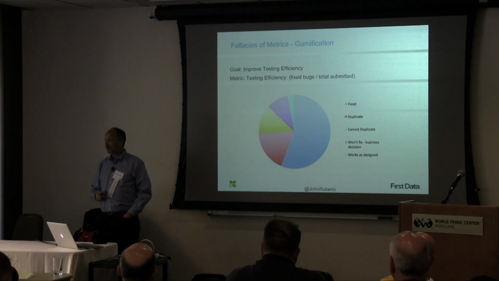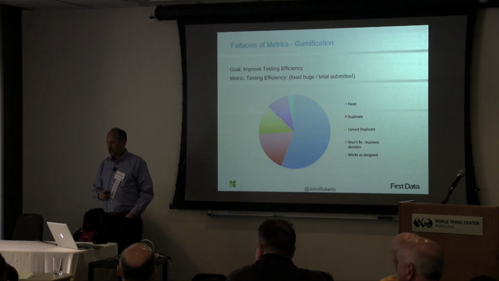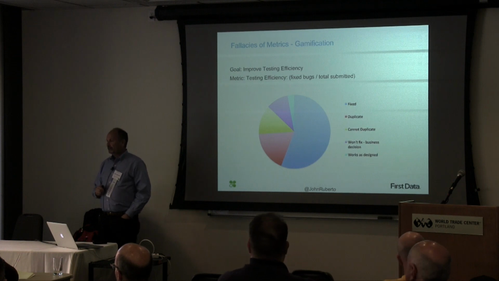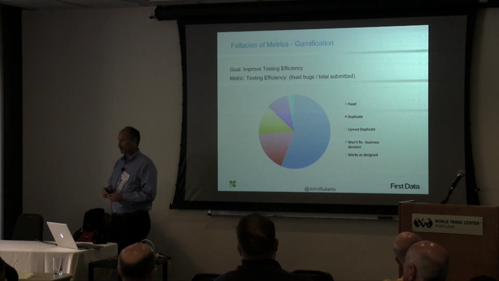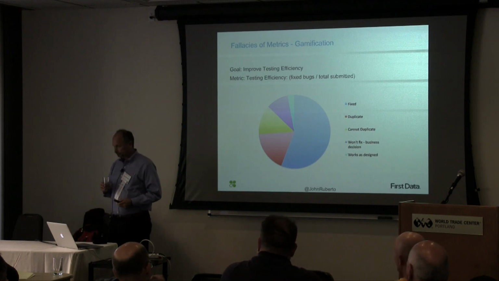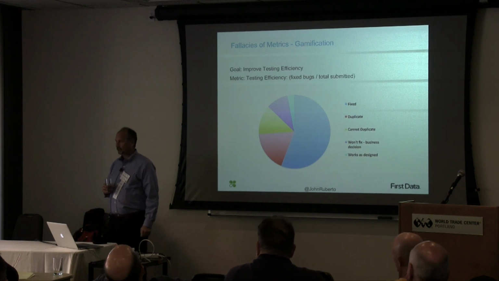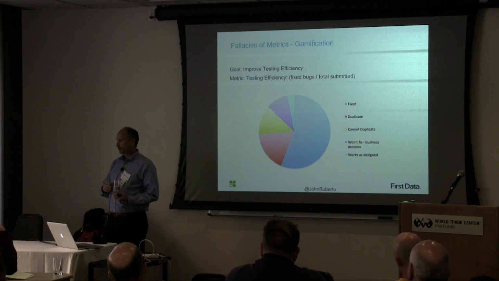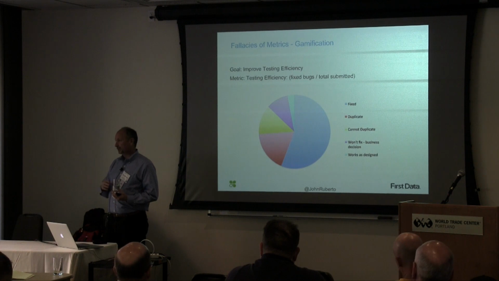Thanks. Yes? Your bugs that are works as designed, a lot of times our business partners don't like that communication, like working as it's designed to work. Are they reporting those as bugs? Yes, so I think the question is, in the works as designed category, are the testers reporting things that they think should work a certain way, but the development team says no, the system's working as we designed it.